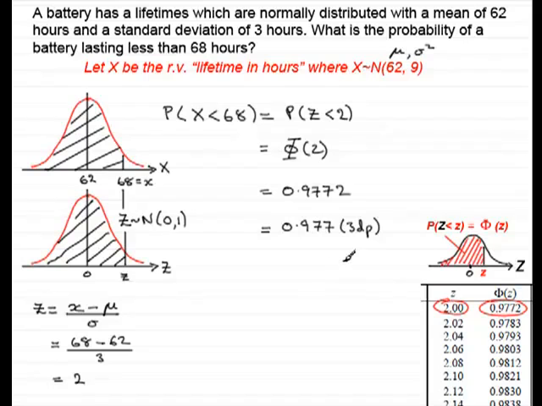Okay, so that gives us the probability of x being less than 68. So hopefully you'll be able to model any question that is similar to this on this particular style. Well, that brings us to the end of this tutorial.